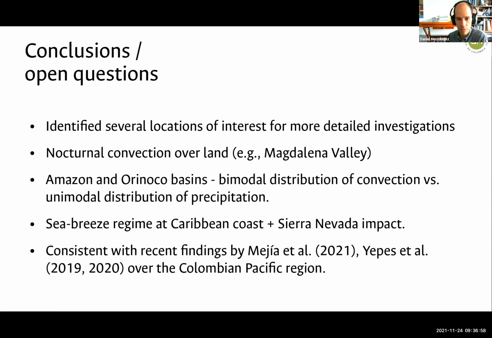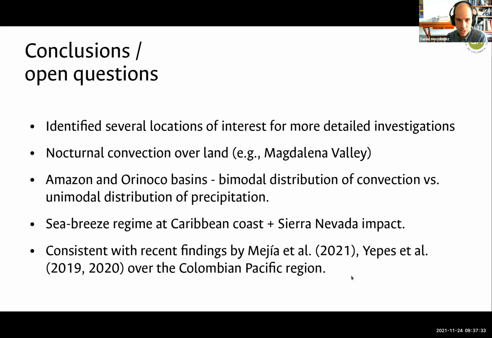And some other things I didn't really mention here, but there's a sea breeze regime at the Caribbean coast, where probably the Sierra Nevada, this very high isolated mountain to the north of Colombia, has an important impact there. But it hasn't been studied either. And then regarding the Colombian Pacific region, what we find here is essentially consistent with the recent findings by John Mejia and Johanna Yepes, and all these recent results from the OTREC project. It's really consistent with all of that.